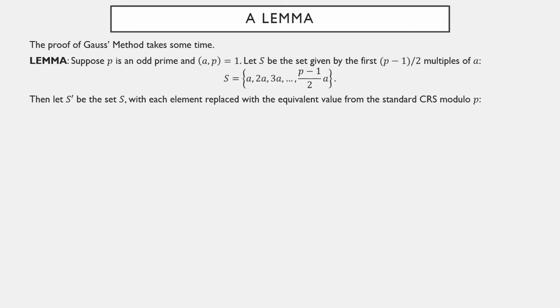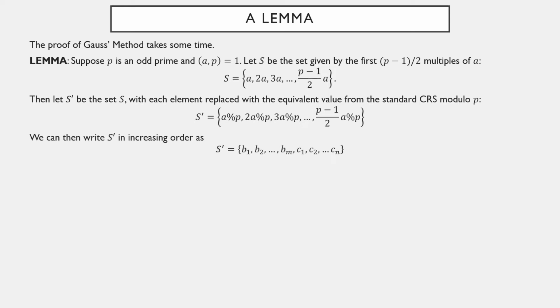We're going to do a bunch of things to the set S, and then we're going to make a claim about what we've done. The first thing we do is replace every element with the value from the standard complete residue system, so something between 0 and p minus 1, in other words, the remainder under division by p. So take your set of multiples and replace them all with the equivalent value from the standard complete residue system mod p. Then take those remainders and write them in increasing order. The remainders probably shuffle around a whole bunch. So put them in order of getting bigger and bigger. And I'm going to present this as a bunch of terms that I call the b terms, followed by a bunch of terms called the c terms.